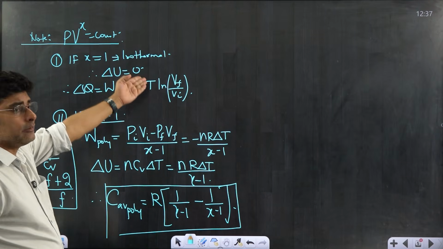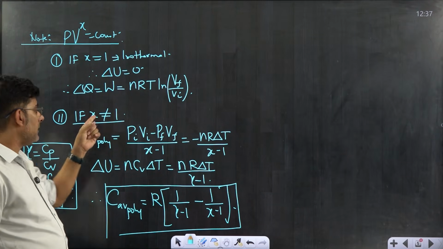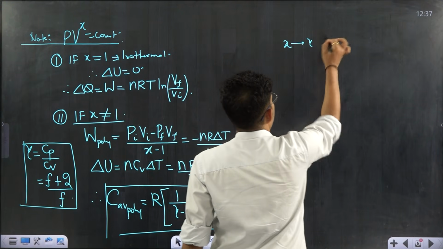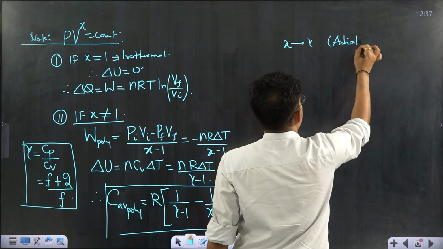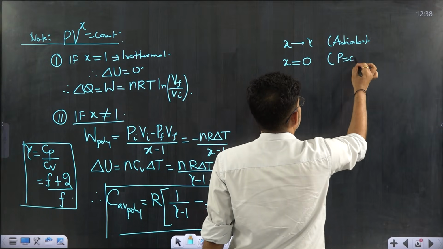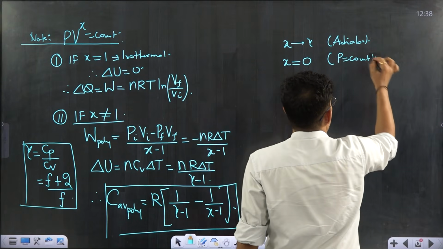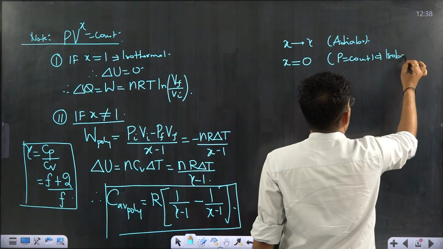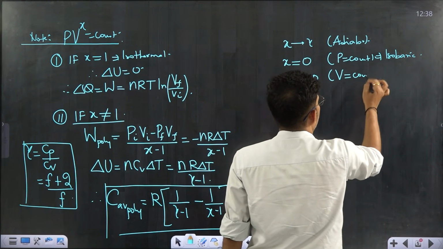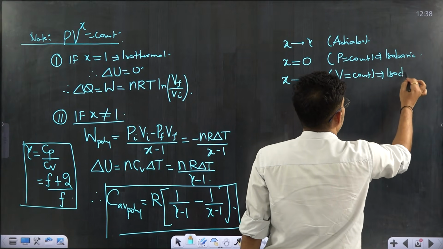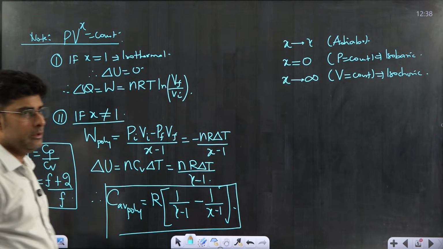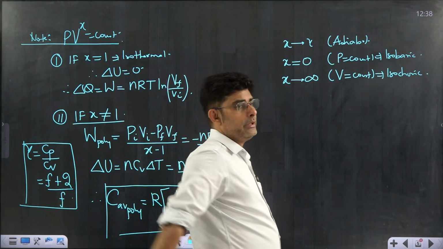If x is equal to 1, it is an isothermal process. If x is equal to gamma, we call it an adiabatic process. So I am writing quickly, x equals gamma, it will be adiabatic process. If x is equal to 0, pressure will become constant, which means it will be isobaric. If x tends to infinity, then volume will become constant, it will be isochoric. You can put the conditions over here and get all the values easily. Very, very important formula. We'll see questions on all this. This is to be remembered.